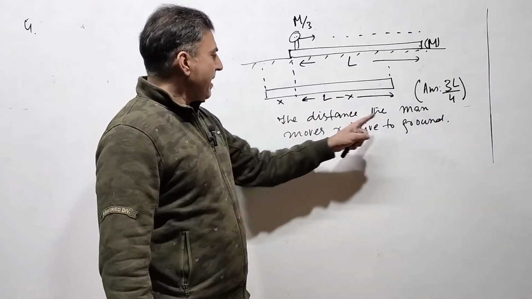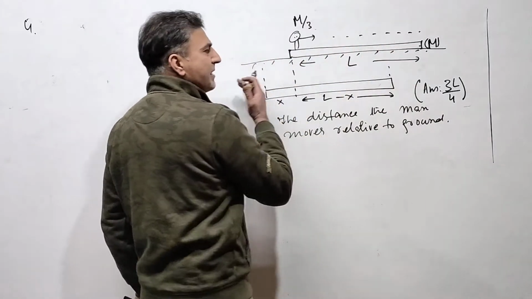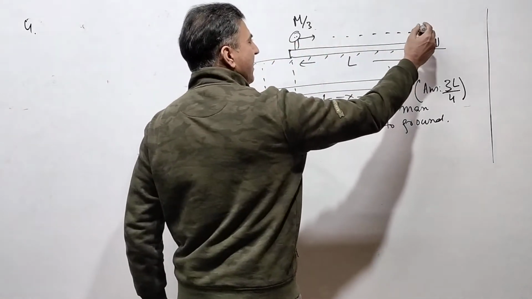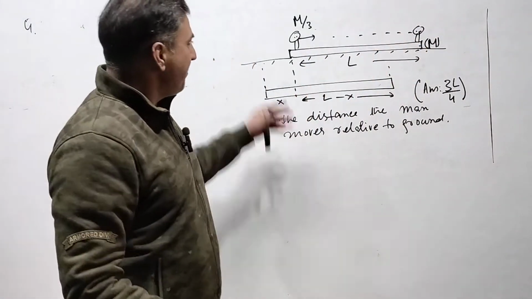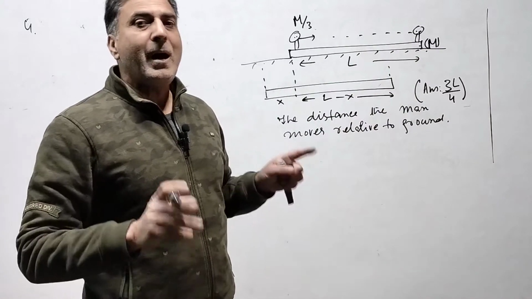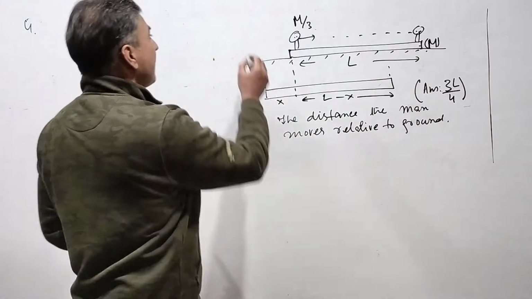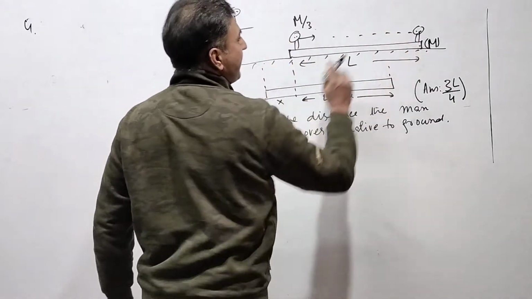What we have to find is the distance the man moves relative to the ground, and how far back the plank will go. The man went forward L, on the plank he covered L, the full length of the plank. But we have to see how much distance he covers with respect to the ground. If there is an observer on the ground, how much distance did the man cover for that observer?